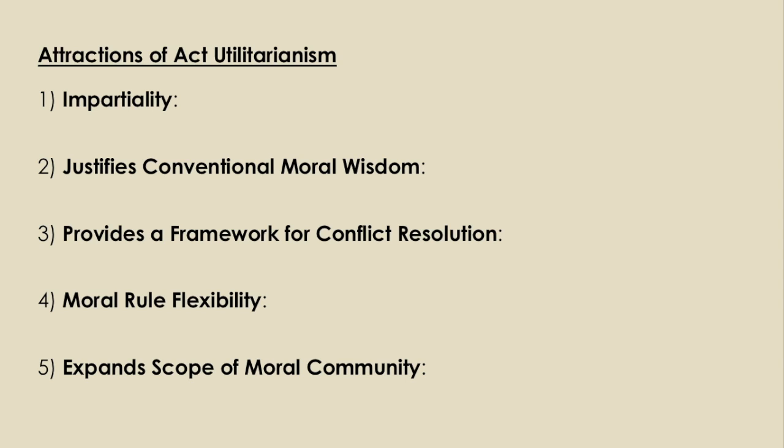Four, moral rule flexibility. If act utilitarianism is right, then there really are no strict or absolute moral rules. Why? Because strict and absolute moral rules won't always generate the optimific course of action. Just to give you an example, imagine we had the rule, do not kill anyone. So imagine we had a rule that forbade killing absolutely. Well, clearly that would not be a good moral rule if consequentialism was true.